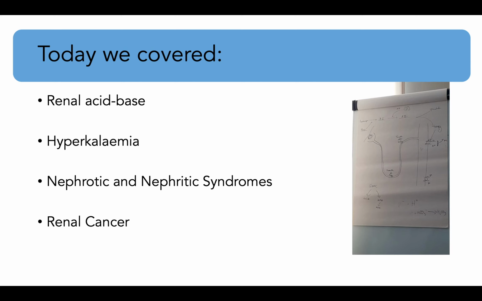Way back at the start, we covered renal control of acid-base, and then we had a look at hyperkalemia, nephrotic and nephritic syndromes. Hopefully you're a whiz at diagnosing those now. And just talked about renal cancer. This here is how I was taught that nephron diagram by an F2 in the Royal London just on a flip chart. And so I wanted to include this photo from my phone just to show you how knowledge gets passed on. Hopefully you'll want to pass some of this on yourselves.